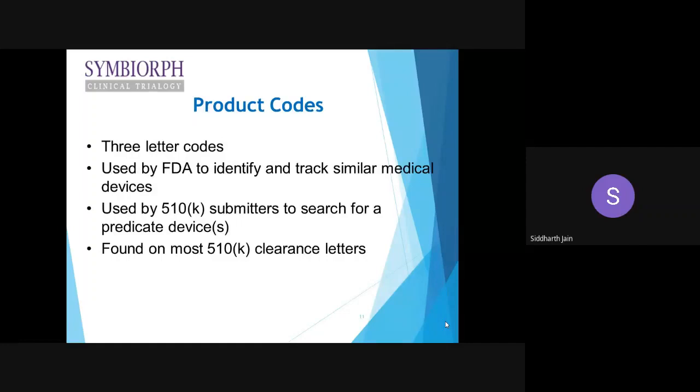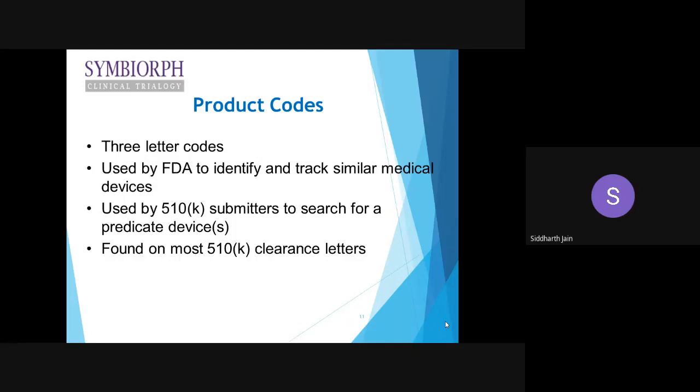So what are product codes? Whenever you would like to go for classification, one important thing is to identify the predicate device for the product you are manufacturing. So knowledge of the product code is very important. A product code is a 3-letter code. It is used to identify and track similar medical devices, meaning the predicate device which is already available.